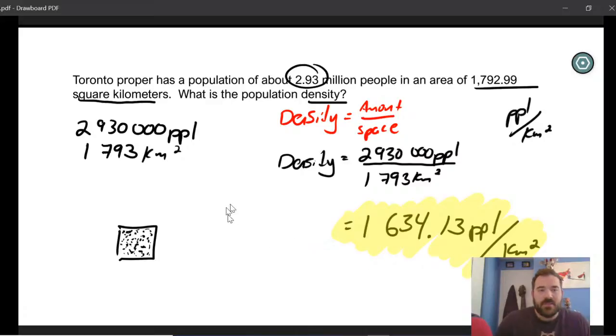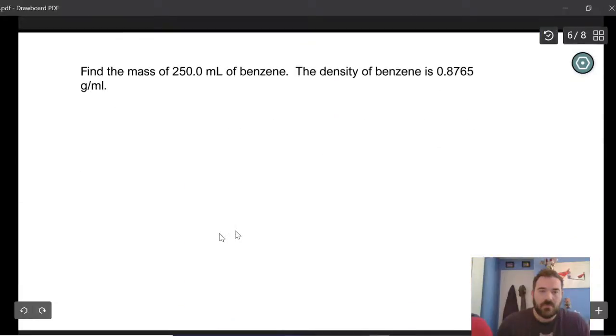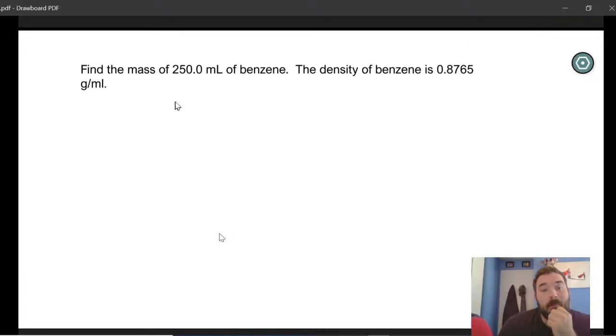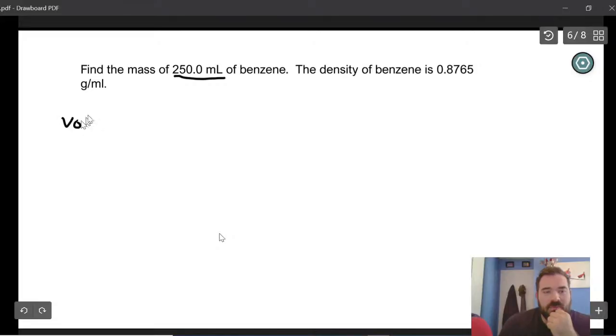Now, let's shift gears into chemistry. So now we're going to talk about benzene, which is a molecule. So find the mass of benzene given that it's 250 milliliters of it. So that's going to be the volume. So I'm given volume is equal to 250 milliliters.